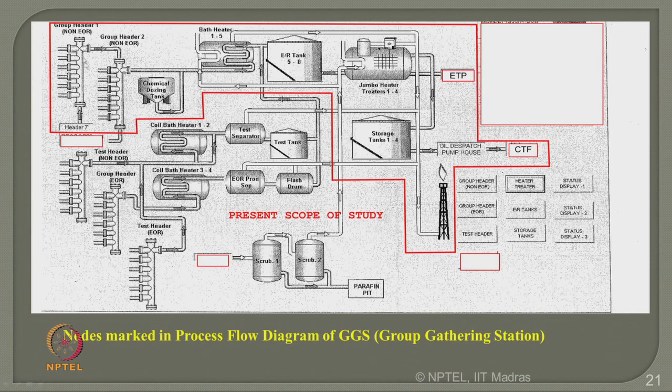Interestingly, there are many group headers, many bath heaters, many enhanced oil recovery production separators and flash drums available in the process plant, but my HAZOP study is limited to the present scope of the study, focused only on the red marked portion, which is the designated node for my hazard analysis. So, my HAZOP is focusing on a specific segment of the plant, which is called the designated node in a given plant. From the given diagram it is mandatory for us to designate a specific area for defining the scope of the study.